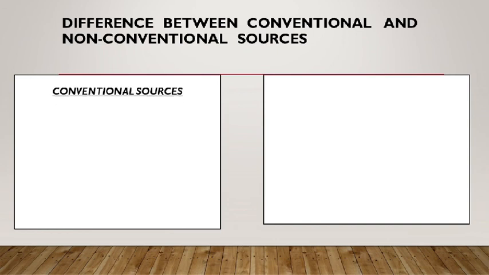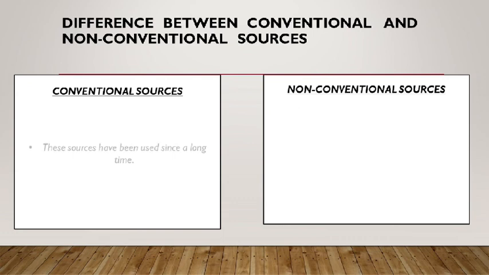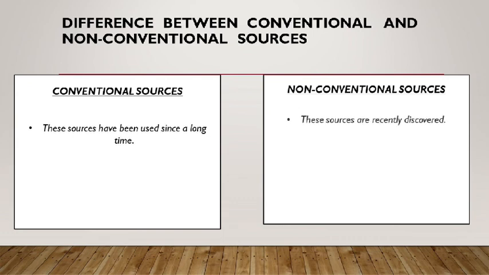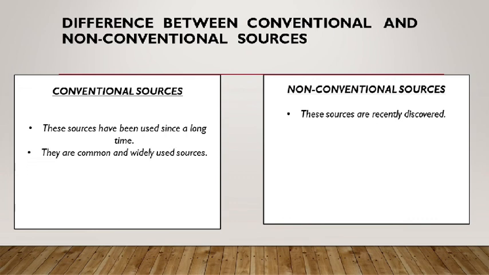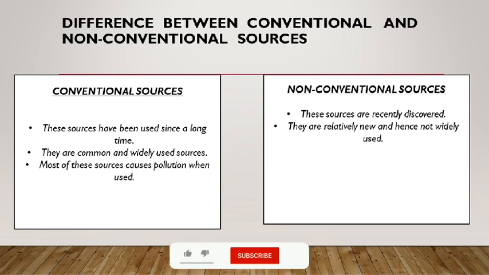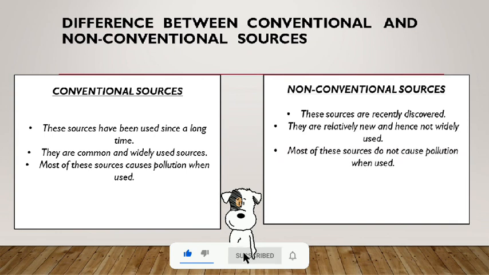Difference between conventional and non-conventional sources. Conventional sources have been used since a long time, whereas non-conventional sources are recently discovered. Conventional sources are common and widely used, whereas non-conventional sources are relatively new and hence not widely used. Most of the conventional sources cause pollution when they are used, and most of the non-conventional sources do not cause pollution when used.